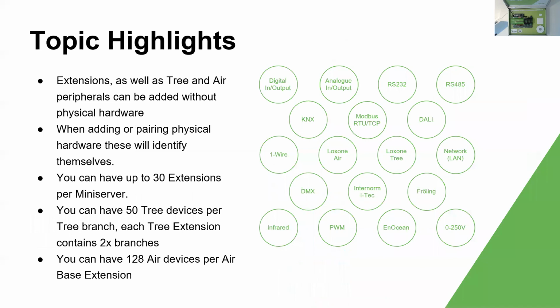So just to highlight what we've just covered, extensions, as well as tree and air peripherals, you can add without any physical hardware. So you can pre-add all of the extensions and the peripherals you want to use in this system, drag them all out onto your pages, connect them all to function blocks, save in, not save in if you don't have a mini server, or save in if you do have a mini server, and you can simulate if you don't have a mini server, and if you do have a mini server, you can actually already have a working app even without physical hardware available.